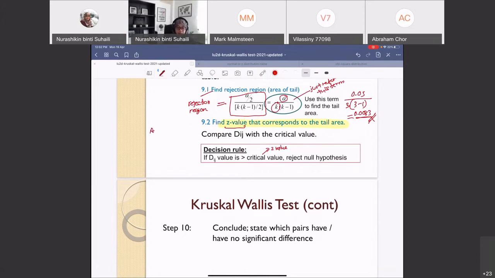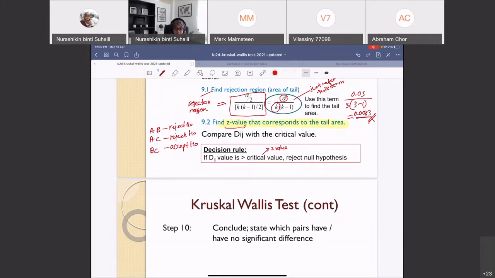For each pair, let's say A and B, A and C, B and C, what is the decision? If let's say you reject null, based on the comparison, you found out that you have to reject null, or maybe accept null. So the decision for every pair could be various, but at least one of them should reject the null hypothesis.